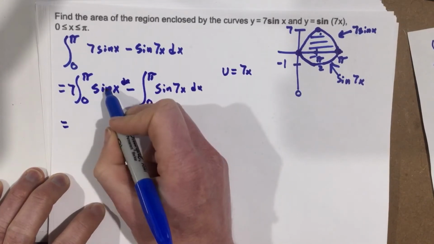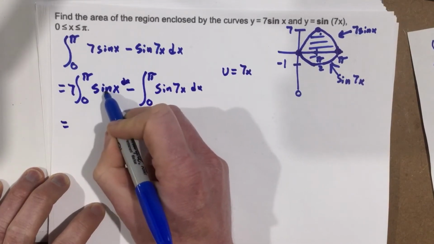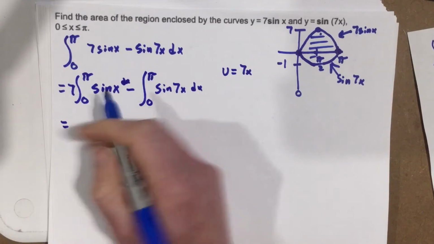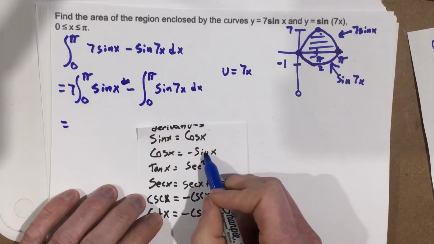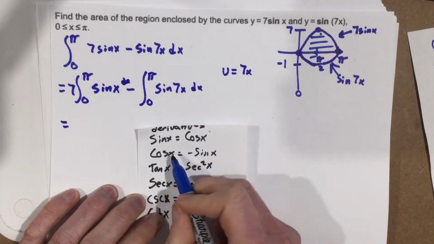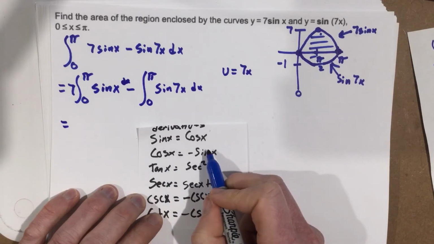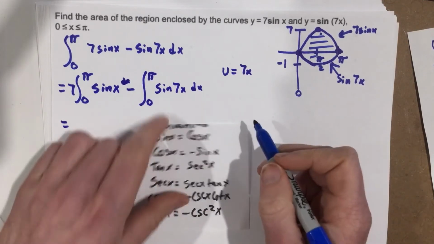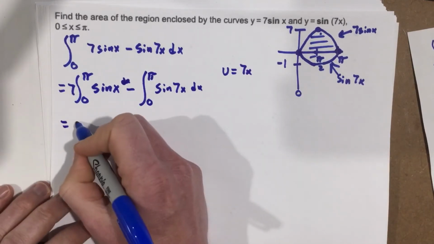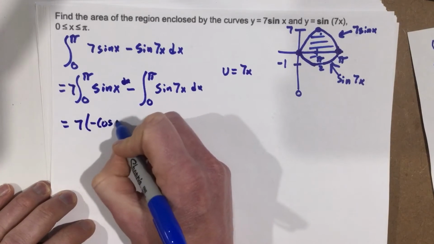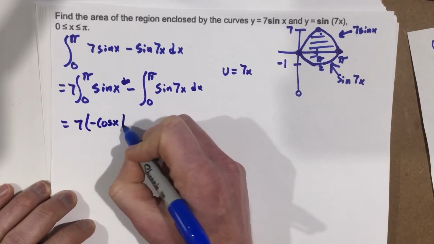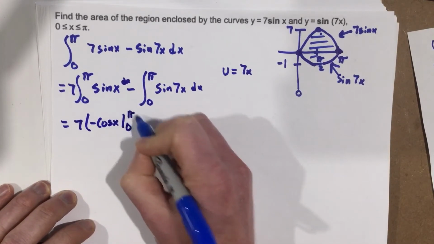And over here, I'm going to just go ahead and evaluate. I know that when I do the antiderivative of just sine x, we know the antiderivative of negative sine x is cosine x, so the antiderivative of sine x will be negative cosine x. So this is going to give me 7 times negative cosine x, and we're evaluating this from 0 to pi.